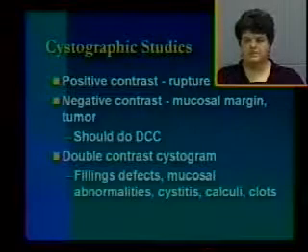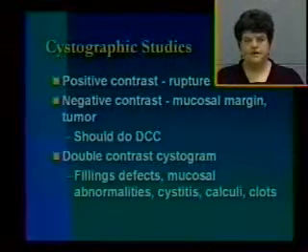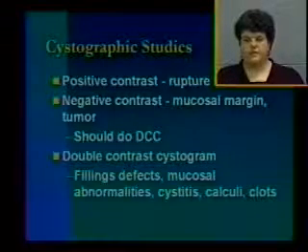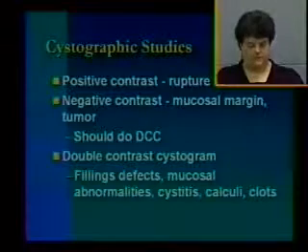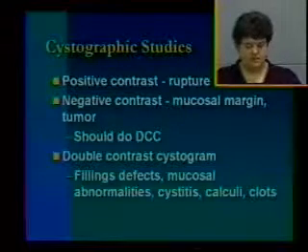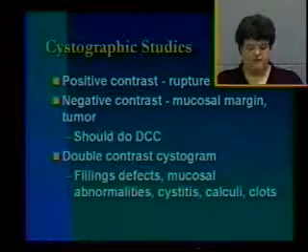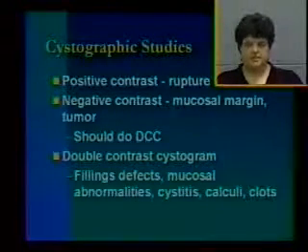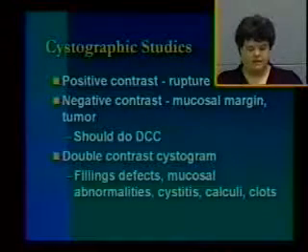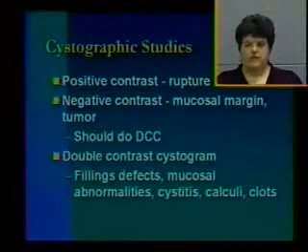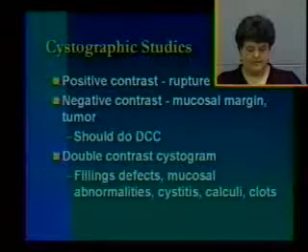Positive contrast, which means that you're injecting an iodinated contrast material, not barium, into the bladder, is useful in those dogs or cats that you suspect have a traumatic rupture of their bladder. Negative contrast is going to be good for outlining the mucosal margin, tumors, etc. If you're going to use negative contrast, negative contrast being air, you might as well inject a little bit of iodinated contrast in order to better outline the abnormalities.